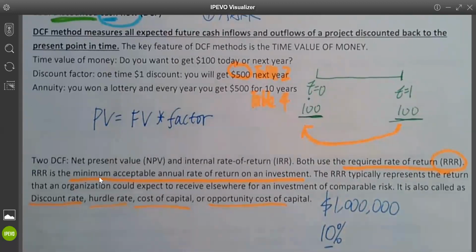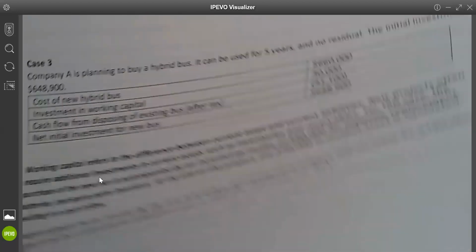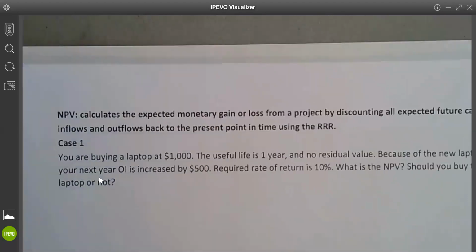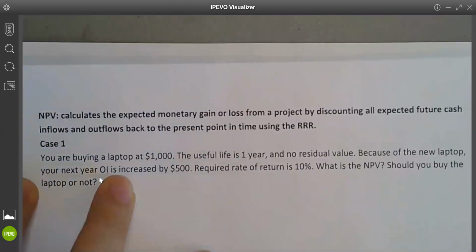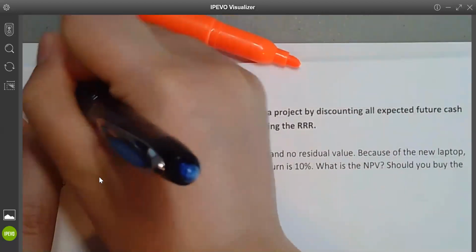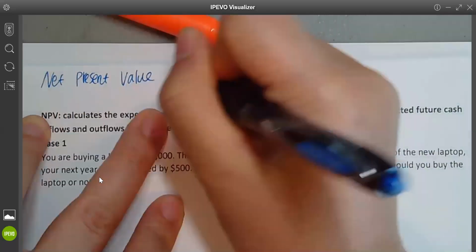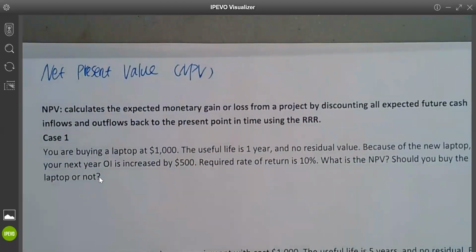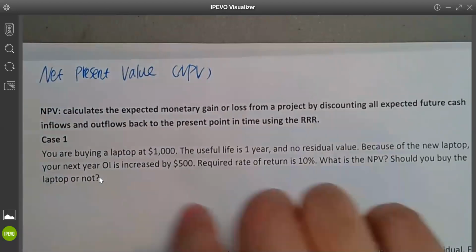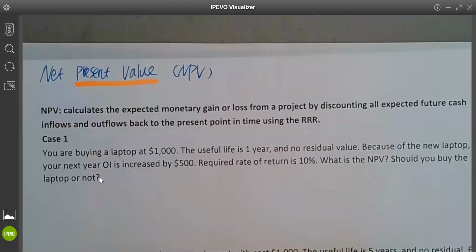Okay, so we look at the first one, net present value. I want to explain the name a little bit. It's called net present value. You will hear a lot of this called NPV analysis. Okay, two important factors. First one, it is the present value. I believe now you already know what's the meaning of present value.